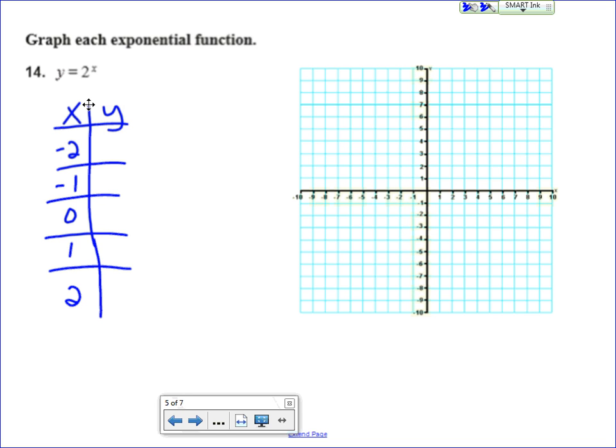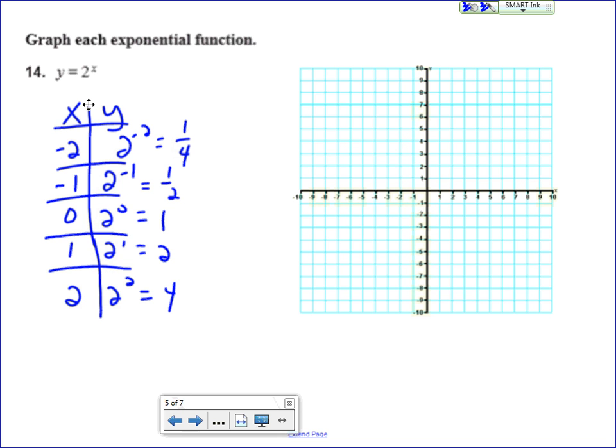So if I plug in a -2, that would be 2 to the negative 2 power, which ends up being 1 over a 4. If I put in a negative 1, it would be 2 to the negative 1 power, which ends up being 1 over 2. 2 to the 0 power is 1, 2 to the first power is 2, 2 to the second power is 4. And then I can just come over to my graph and graph those.